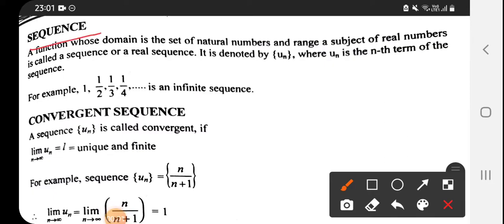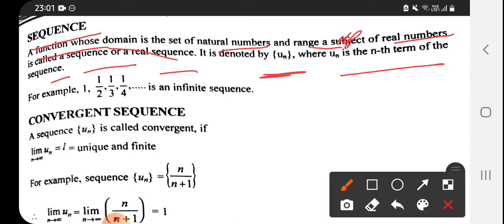Sequence: a function whose domain is the set of natural numbers and range is the set of real numbers is called a sequence or real sequence. It is denoted by un, where un is the nth term of the sequence. For example, 1, 1/2, 1/3 is an infinite sequence.